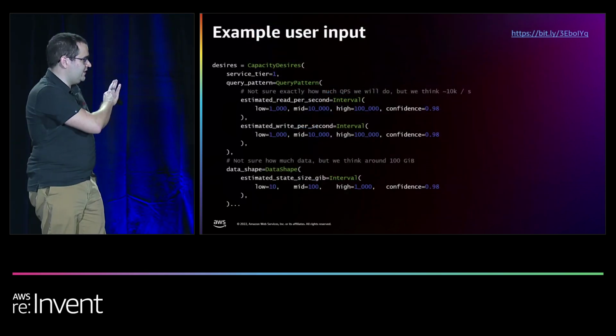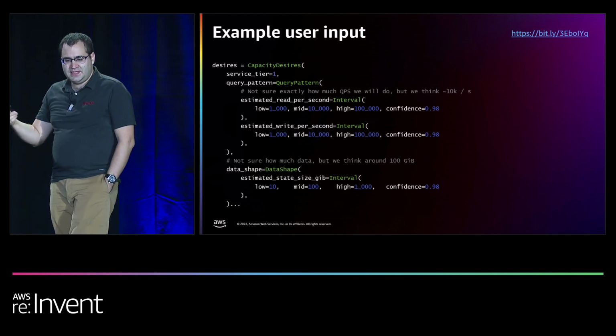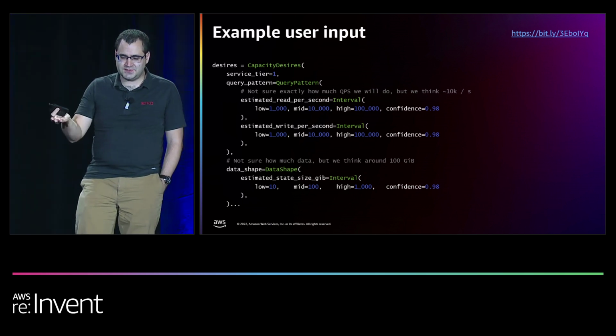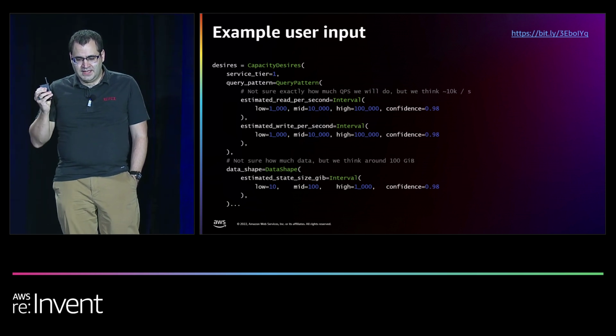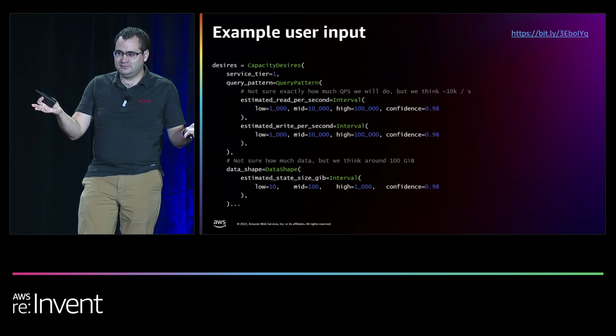So this is a user input that matches that UI input. It's a service tier 1. It's a query pattern with expected value of reads per second of 10,000, writes per second 10,000, data size 100 gigabytes. And we're essentially assuming that the user is probably not off by more than a factor of 10.